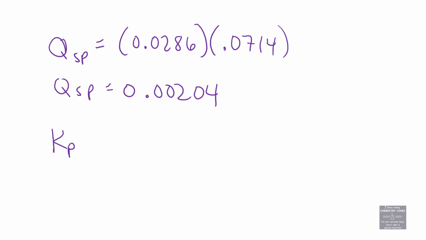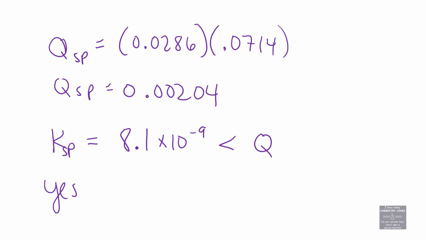Ksp I look up in a table because there are lots and lots of Ksps in tables. 8.1 times 10 to the negative 9 is the Ksp of this guy. Q is much greater than K. Since Q is greater than K, we ask, does a precipitate form? Yes, absolutely a precipitate forms because we've got Q greater than K.